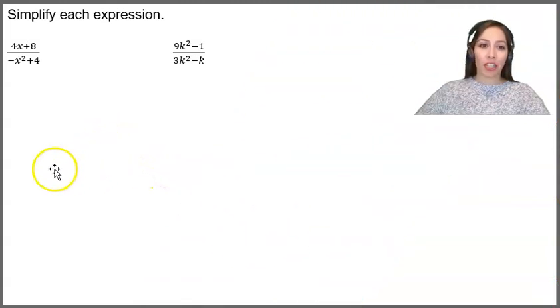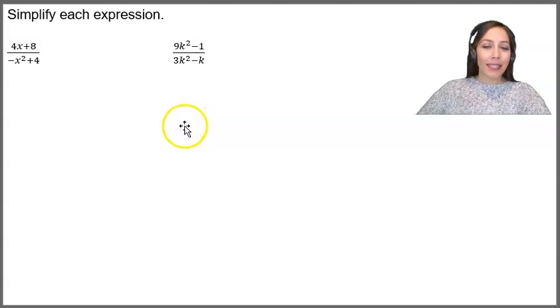Simplify each expression. We have (4x + 8) over (-x² + 4) and (9k² - 1) over (3k² - k). How do I simplify each of these rational expressions?